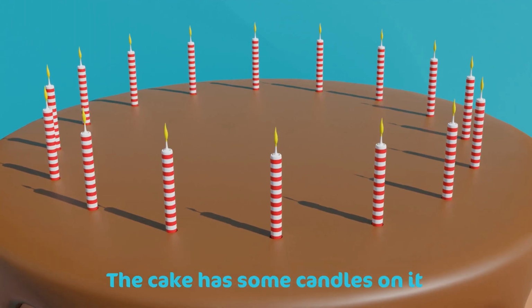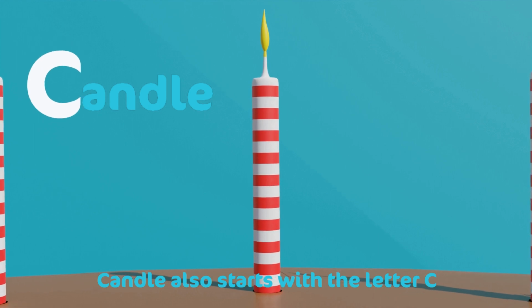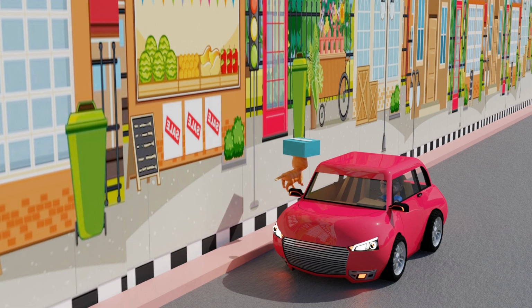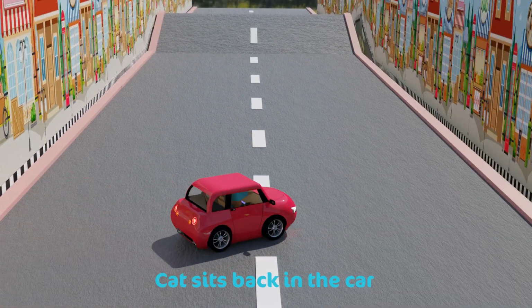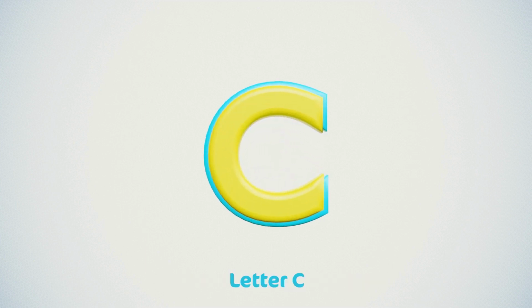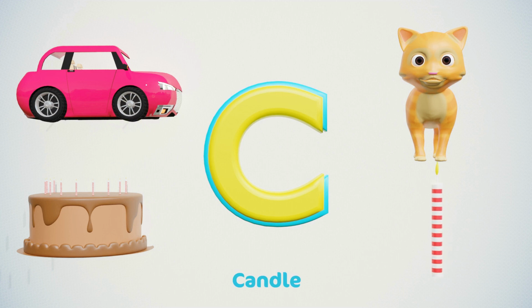The cake has some candles on it. Candle also starts with the letter C. Cat sits back in the car and goes back to her home. So, kids, what we learned today. Letter C. C is for cat, car, cake, candle. Bye, kids.